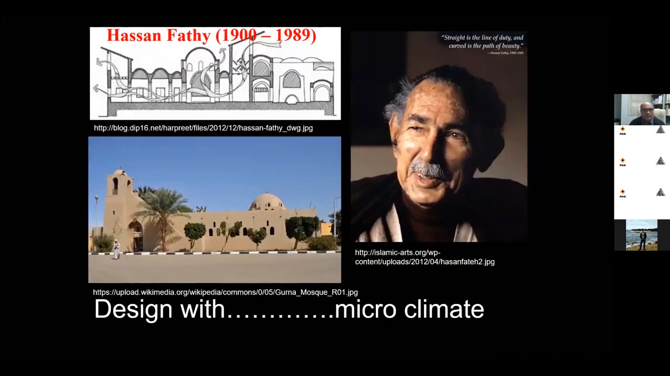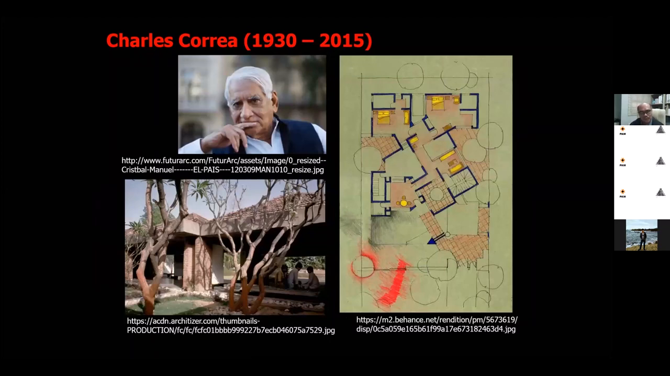So again, when we design, we should also consider the microclimate. This one is by Hassan Fathy in Egypt. Egypt being an arid and dry climate, he liked to use clay and also a lot of ventilation to have passive cooling for his design. And of course, Charles Correa is also known for his tropical design.